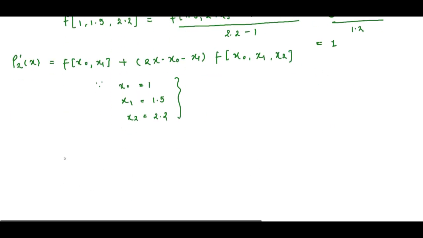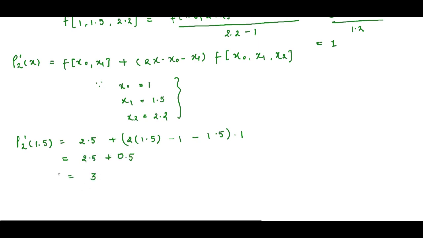So P2'(1.5) becomes 2.5 + 2(1.5 - 1 - 1.5) multiplied by 1. Now this P2'(1.5) becomes 2.5 + 0.5, and hence approximately equals 3. So the estimated derivative is 3.